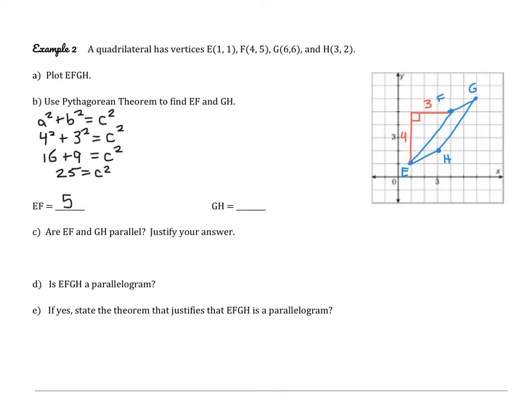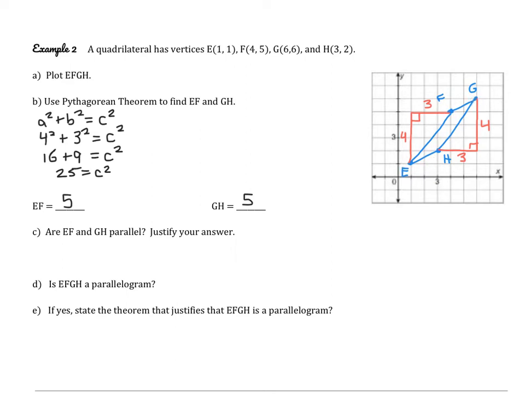And then we could do the same for GH. So again, I have a length of 3 and a length of 4, so it's actually the same right triangle, so we get the same length of 5. And we could set up the same exact equation to get that same answer. So we can conclude that EF is congruent to GH. So the next thing that we are going to need to check is to see if they are parallel.